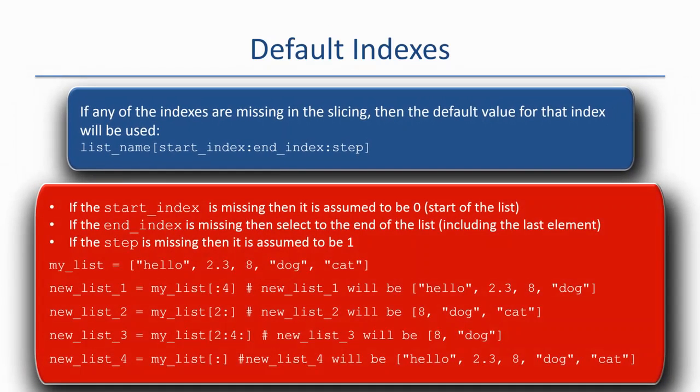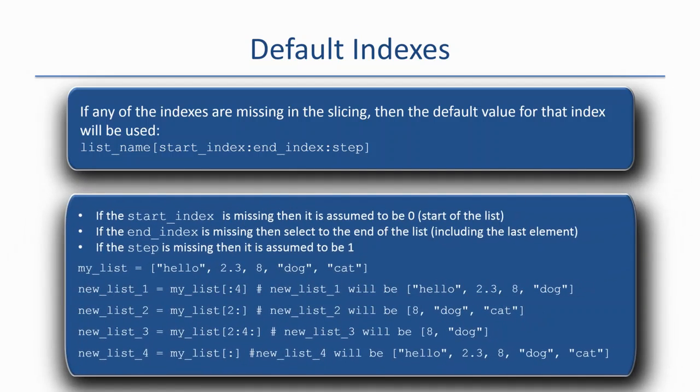If the start index is missing, then it is assumed to be 0. If the end index is missing, then Python selects all the way to the end of the list, including the last element. If the step is missing, then it is assumed to be 1. So here are some examples.